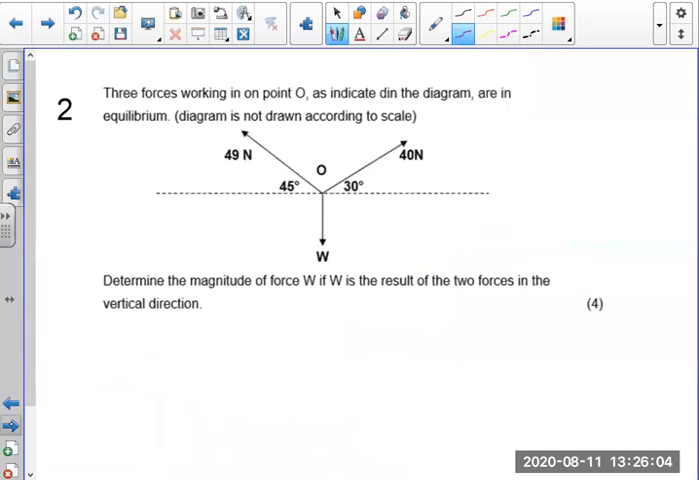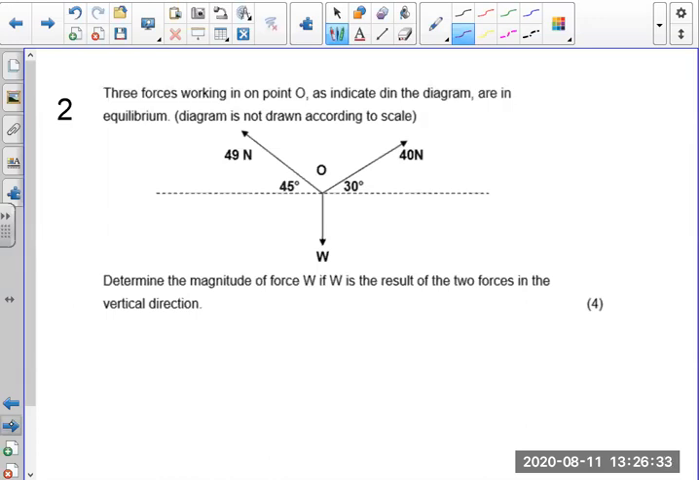Look at this one. They say 3 forces working on a point O, as indicated in the diagram, are in equilibrium. Equilibrium is the clue word. Determine the magnitude of the force W if W is the resultant of the 2 forces in the vertical direction. Okay, now we can go and draw the triangle of forces and then work it out.